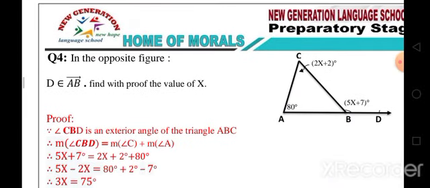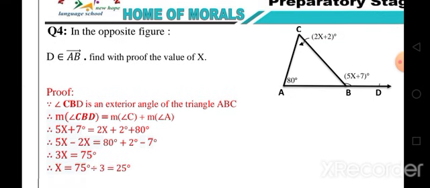Question number 4. In the opposite figure, D belongs to ray AB. Angle ABD is called, of course, an exterior angle. The measure of angle C equals x plus 2 degrees and the measure of angle A equals 80 degrees. We want to find, by using a proof, the value of x.